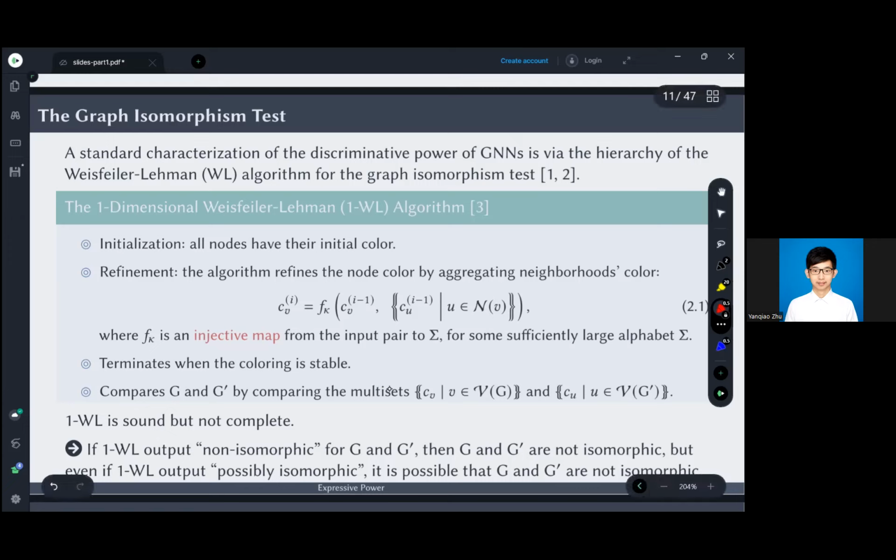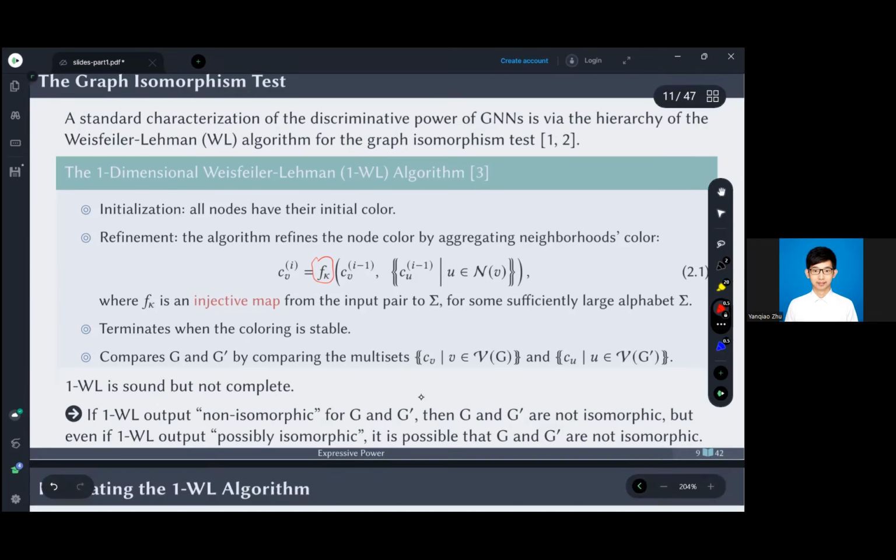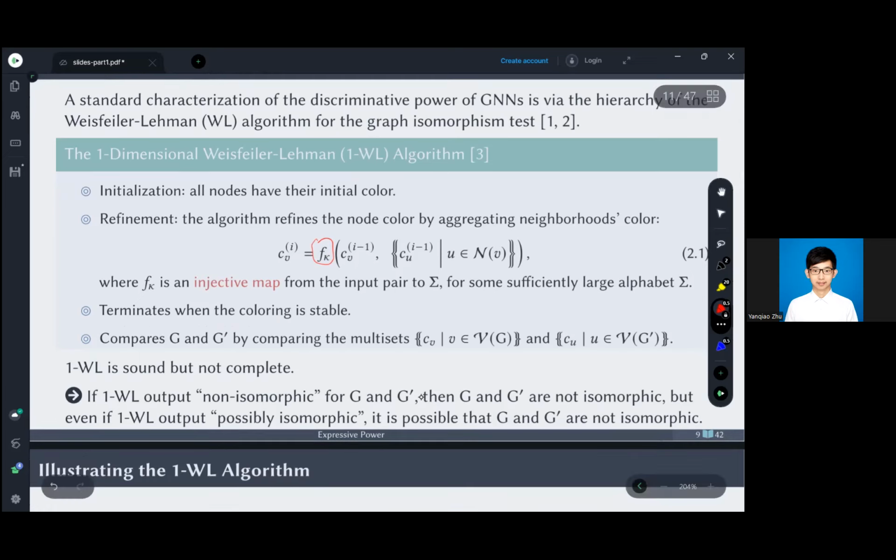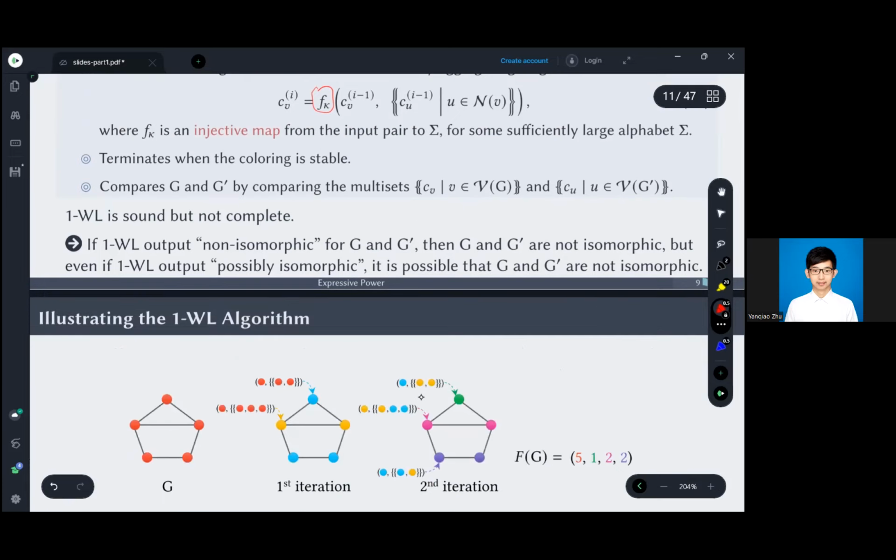So here, please pay attention to this function. What I mentioned is that it has to be a hash function, in the sense that it should be an injective mapping from the input to an alphabet. So after we aggregate the colors into a new color, we proceed with the refinement step again until we get a stable coloring. After we terminate this procedure, we check whether all the remaining node colors are the same. This is kind of abstract, so let me give you a concrete example here.